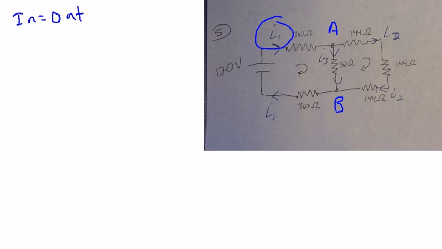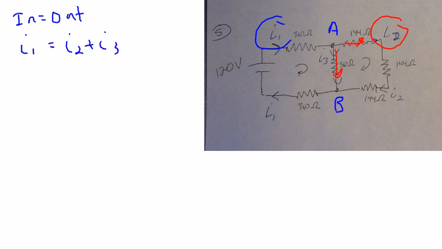So coming in, I've got I1. And then going out, I have I2 here. It's leaving like that. And then I3 leaving like that. So come back to blue. So in is equal to out, which means that I1 is equal to I2 plus I3.